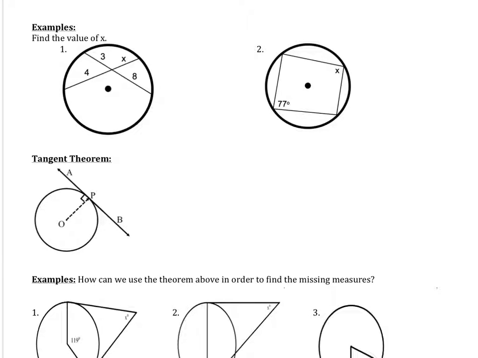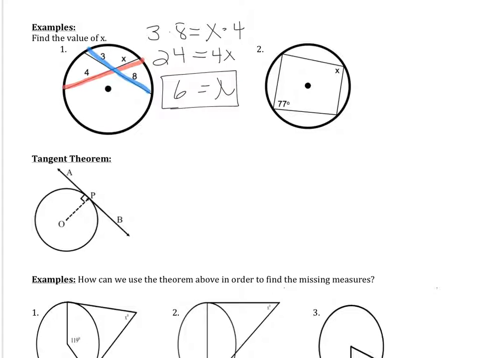Notice number one. How am I going to solve this? Well, it's my intersecting chords theorem. So this chord intersects this chord. So to set up my equation, I would say 3 times 8 equals x times 4. Piece times piece equals piece times piece. So I have 24 equals 4x. So solve for x. X equals 6.